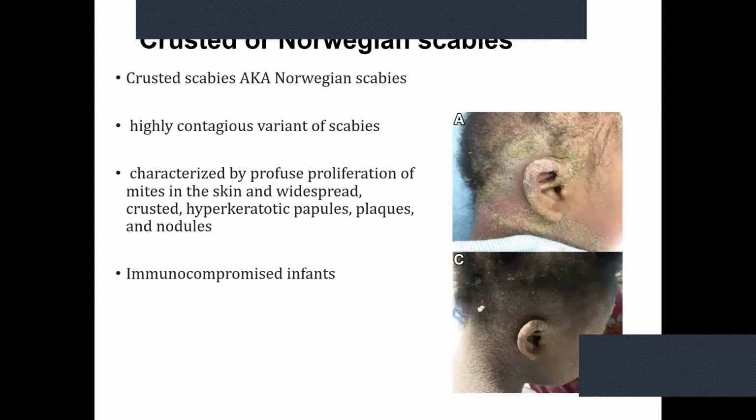Another, more serious variant is the crusted or Norwegian scabies. It is a highly contagious variant of scabies, which is seen mainly in immunocompromised infants or infants born to diabetic or HIV-positive mothers, where it is characterized by profuse proliferation of mites in the skin and widespread crusted hyperkeratotic papules, nodules, and plaques.